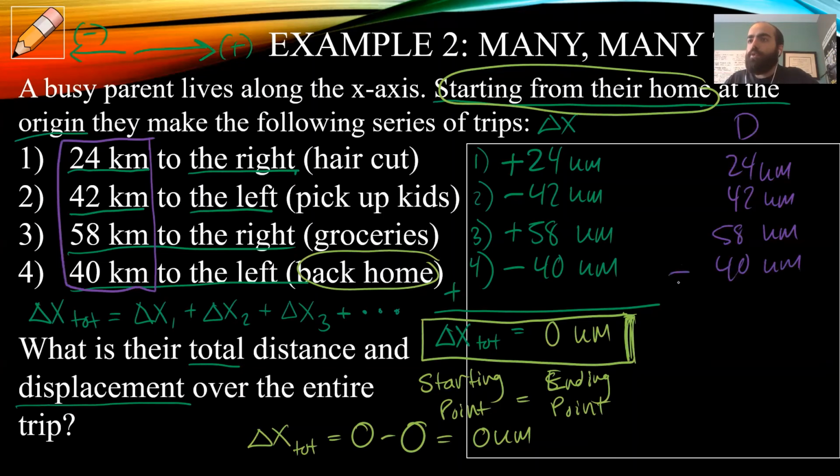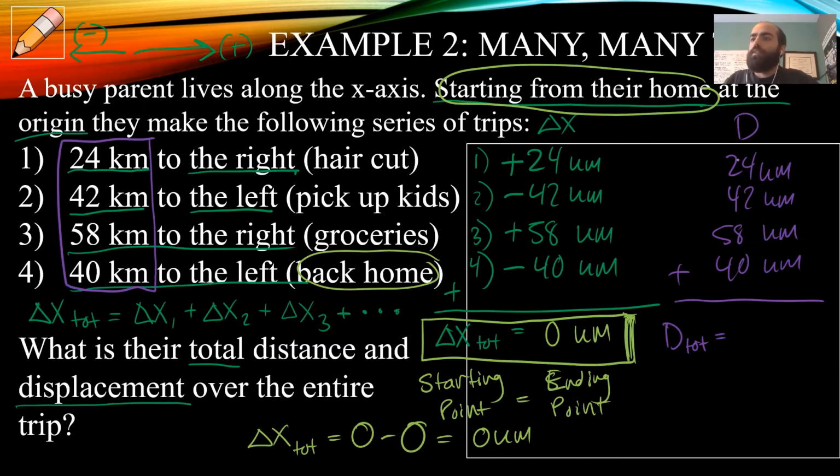Remember, distance is only how far you go, and tells you nothing about the direction that you took to get there. So we're just ignoring the direction when we're adding the total distance. And the total distance is found the same way that you would find the total of anything. We're just adding up the individual values.